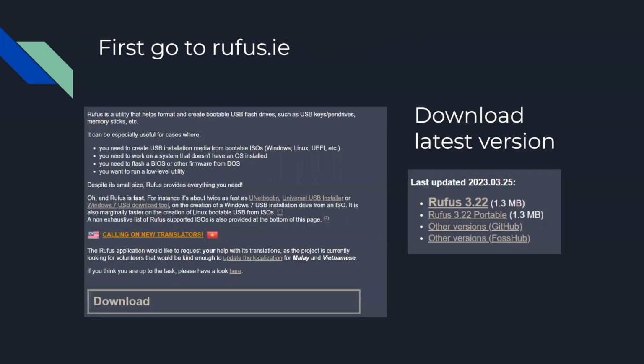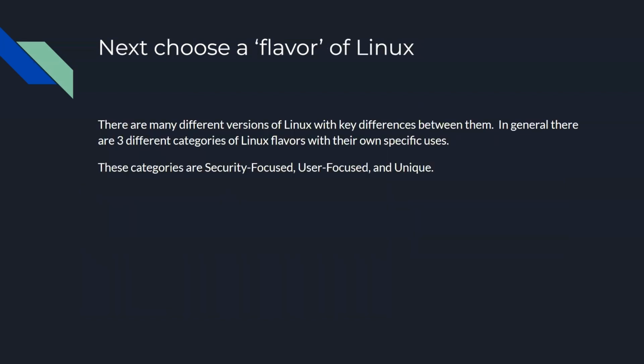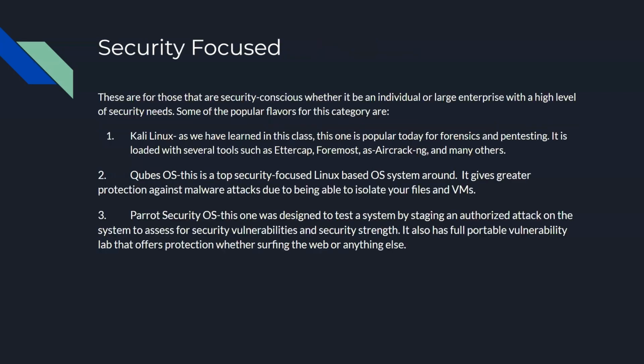First, go to rufus.ie and download the latest version. All right, next we'll choose a flavor of Linux. There are many different versions of Linux with key differences between them. In general, there are 3 different categories of Linux flavors with their own specific uses. These categories are security focused, user focused, and unique.